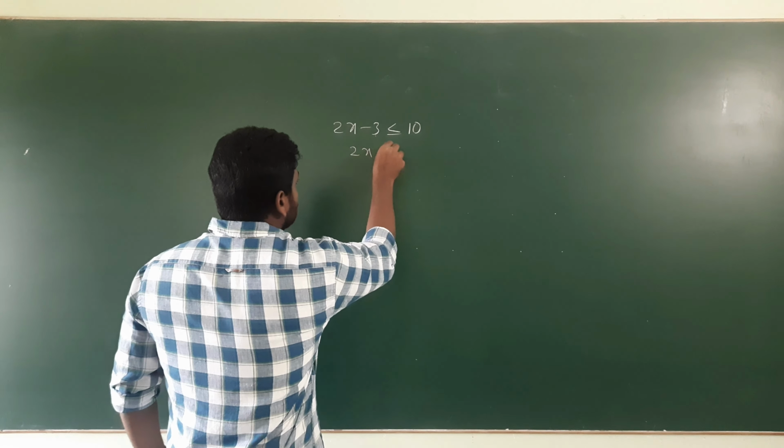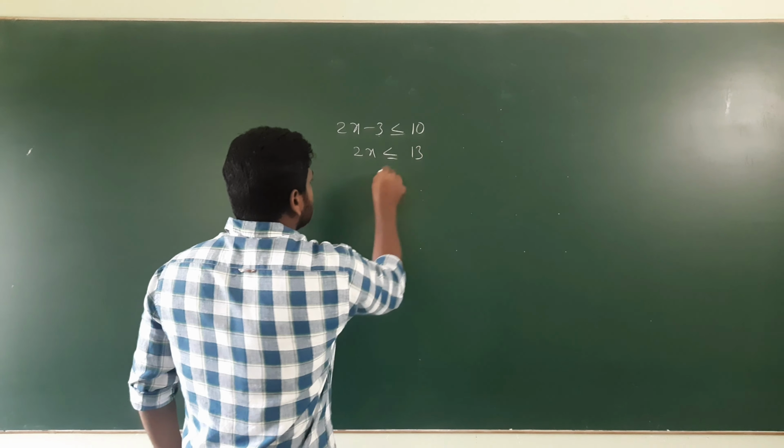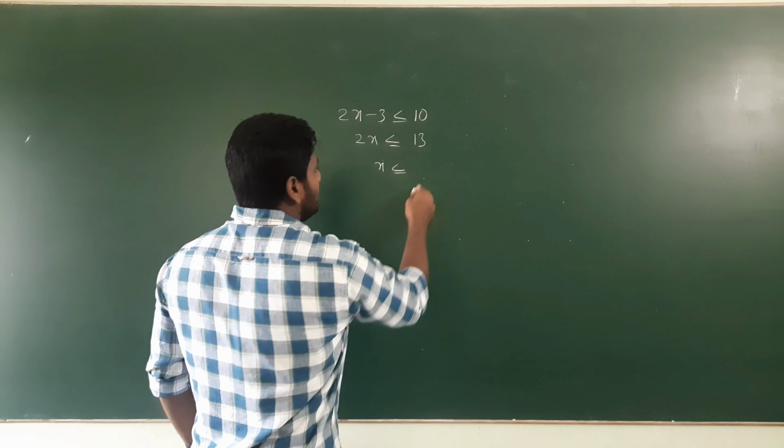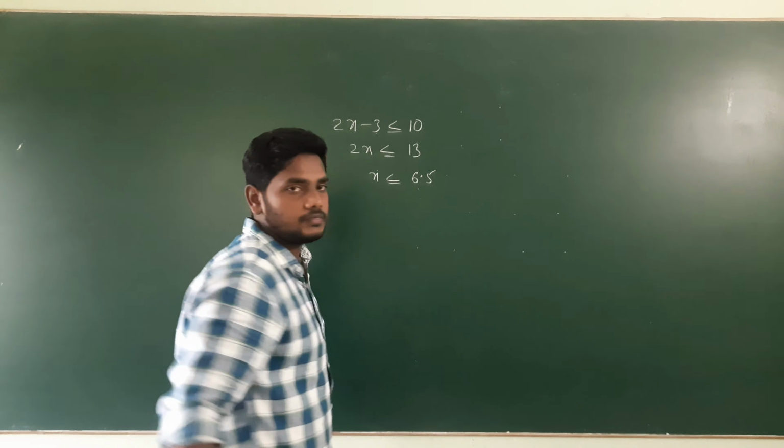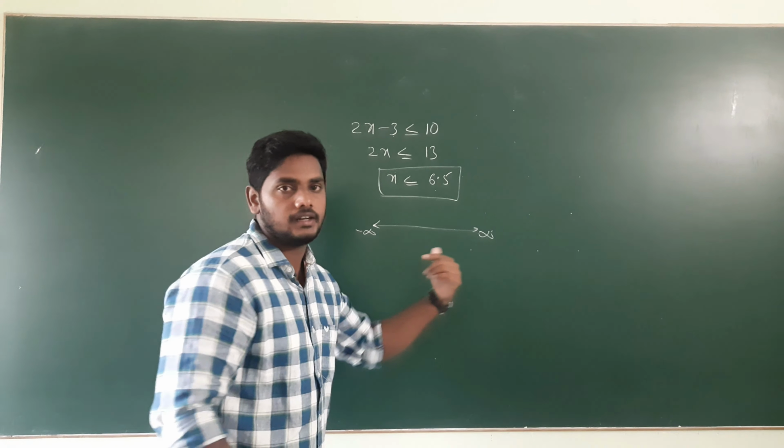The solution will be 2x less than or equal to 13, x is less than or equal to 13 by 2, right? Nothing but 6.5, right? Now this x value, x is less than or equal to 6.5. What is the solution set for this? The solution set we will represent in terms of number line, right? When the variable is only one, we will represent the solution on a number line.